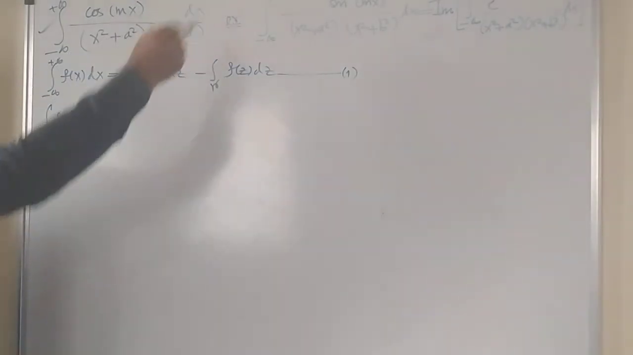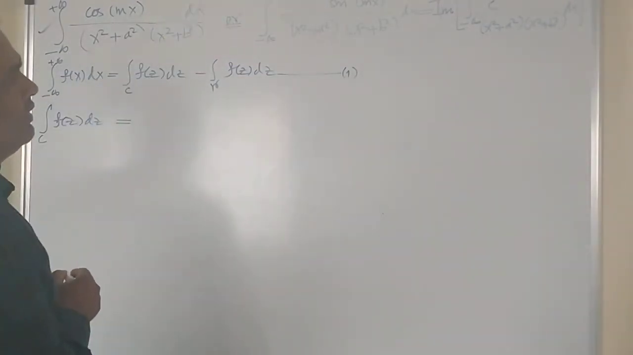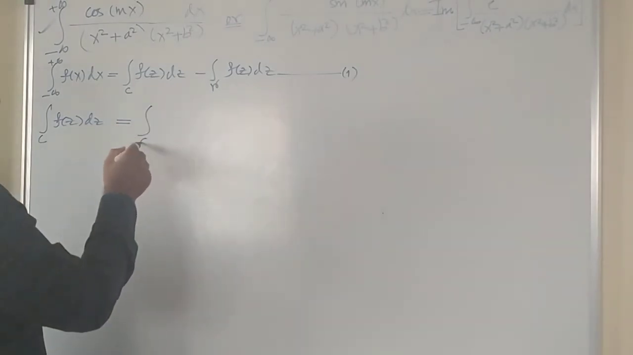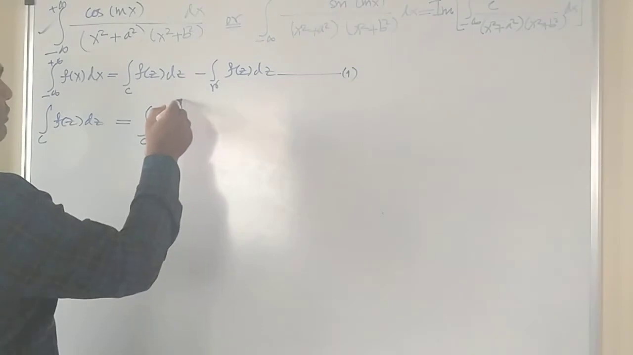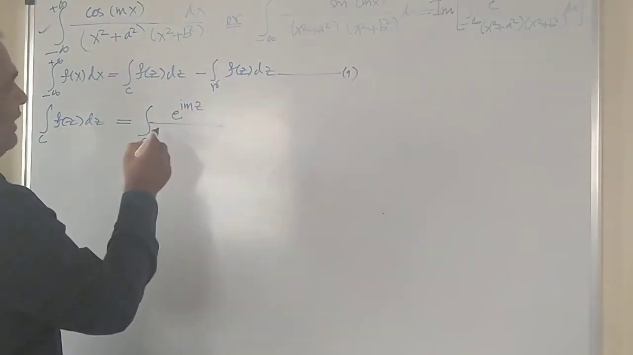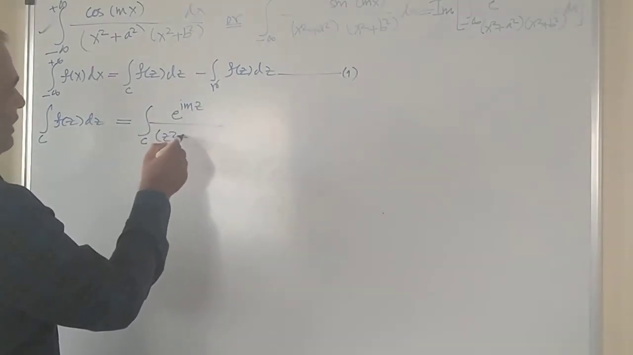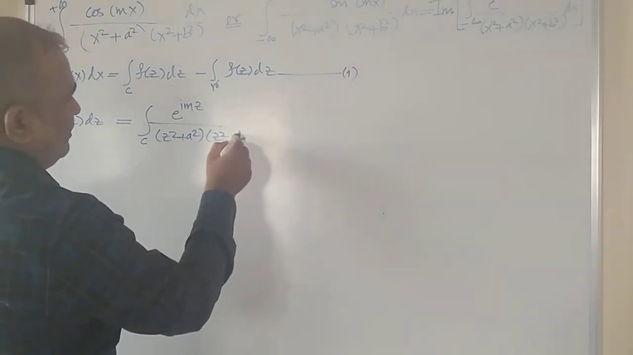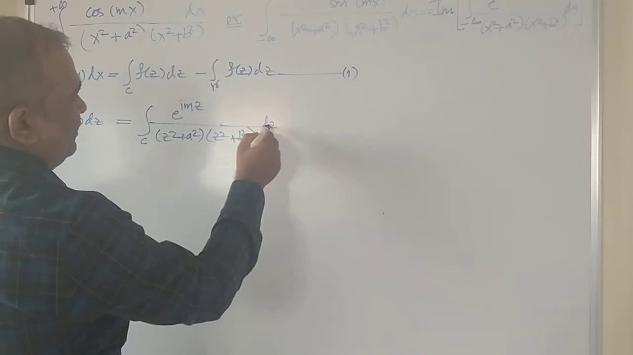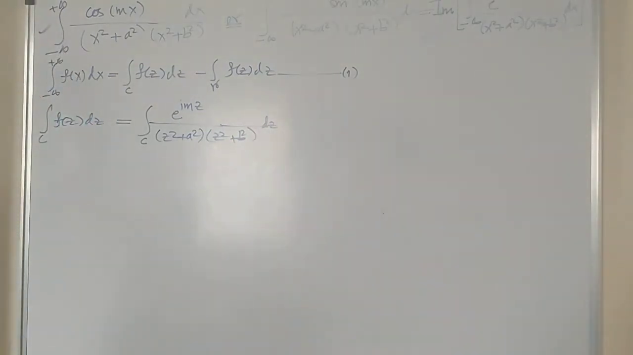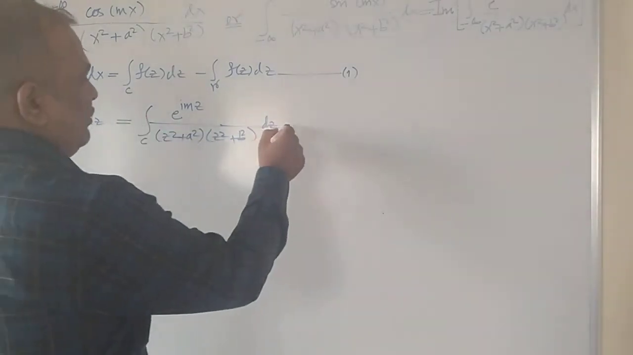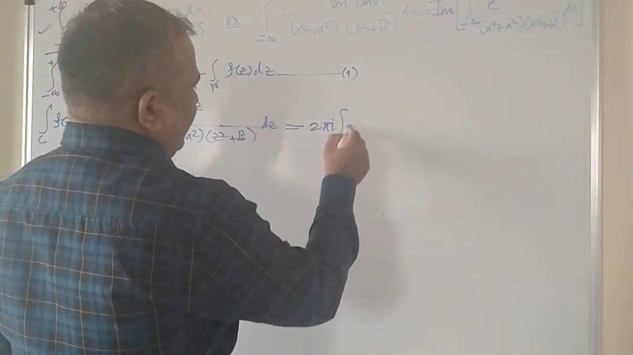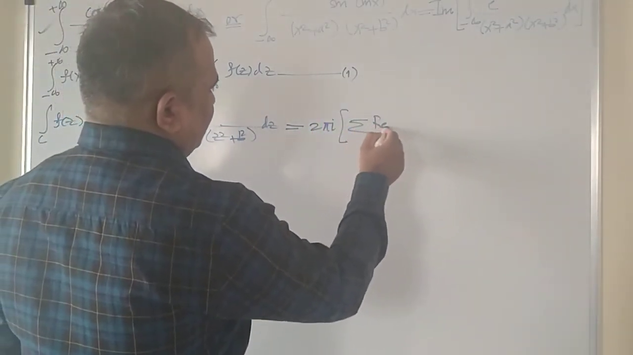Now your contour integral of f(z) dz is equal to how much? This integral, right? So the imaginary part, so the integral over the contour C of e raised to i m z divided by (z square plus a square) and second (z square plus b square), second bracket, into dz, right?